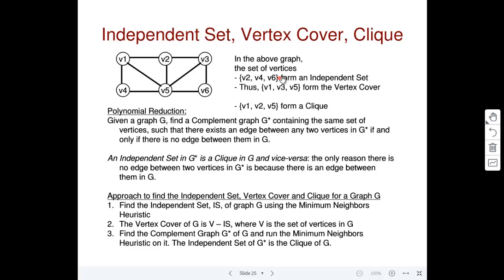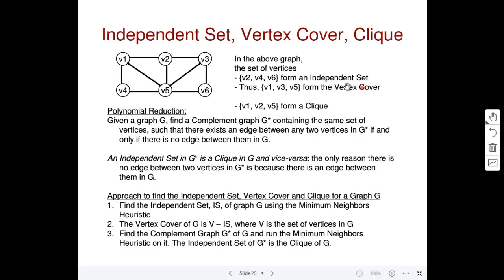That means at least one of the two end vertices, V1 and V2, should not be part of the independent set. Okay. So if we build a set that is the complement of an independent set, by complement I mean the vertices that are in the graph but not in the independent set, then for every edge, at least one of the two end vertices should be in that complement set, because both end vertices cannot be part of the independent set. At least one of the two should not be in the independent set, should be in its complement. And such a complement set of vertices of an independent set can then be considered a vertex cover. So if V2, V4, V6 is an independent set, then its complement, which is V1, V3, V5, can now be considered a vertex cover. So it satisfies the definition that for any edge, at least one of the two end vertices is now in the complement set of the independent set, which is the vertex cover.